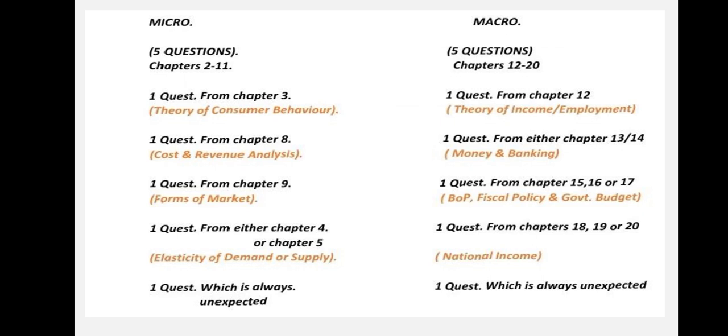One question from chapter number 15, 16 or 17, that is BOP, fiscal policy and government budget. One question from chapters 18, 19 or 20, that is the circular flow of income, the national aggregates and the national income, the measurement of that. And one question here again will be unexpected. You never know from which chapter they can ask it.